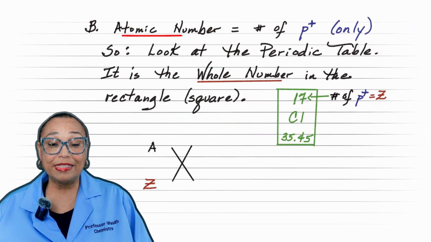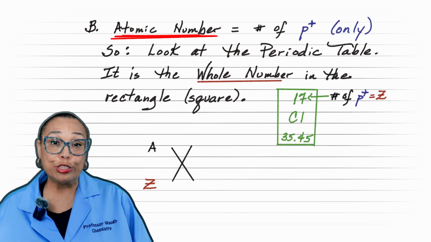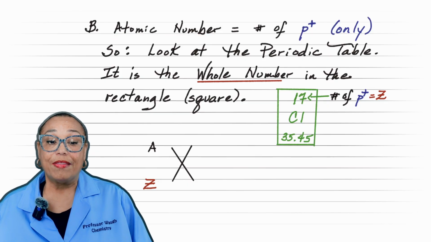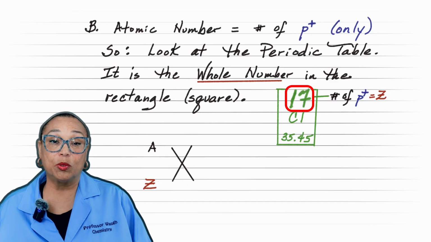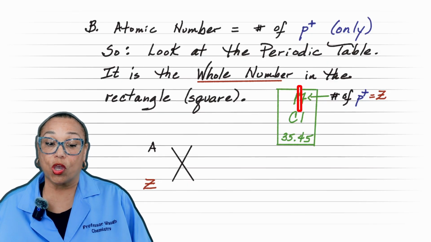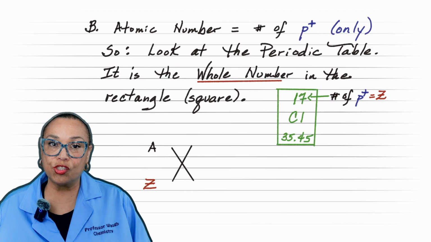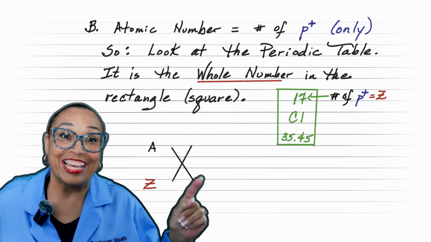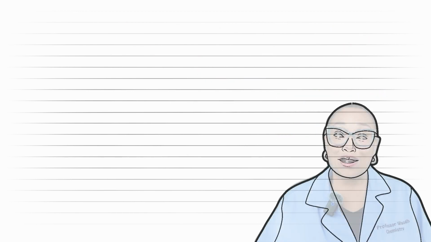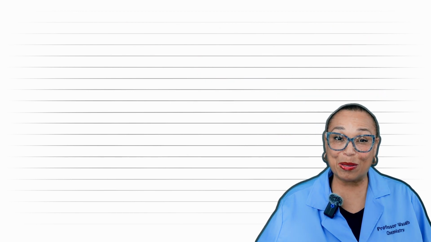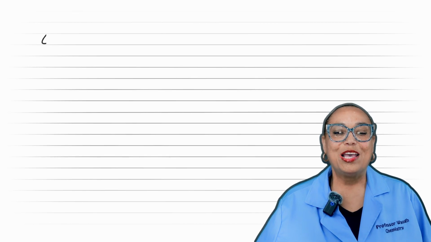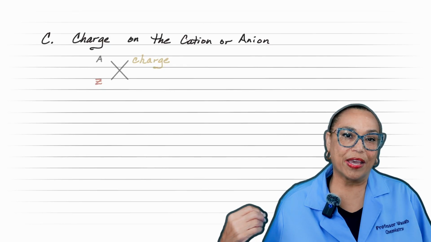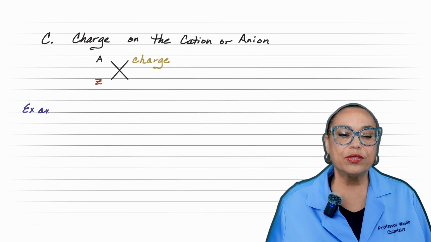Okay, let's talk about the atomic number. This is only the number of protons. It's the whole number on the periodic table in the rectangle or square. Remember, you cannot change the number of protons. Change the protons, change the element. All right, let's put it all together. Isotopic symbols of ions: the charge on the cation or the anion will go in the upper right region. Here goes an example.